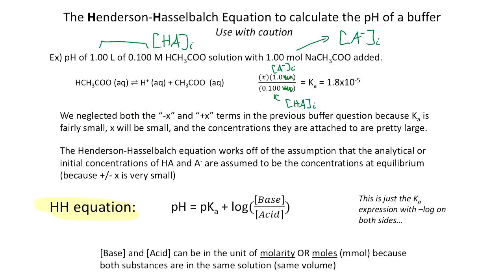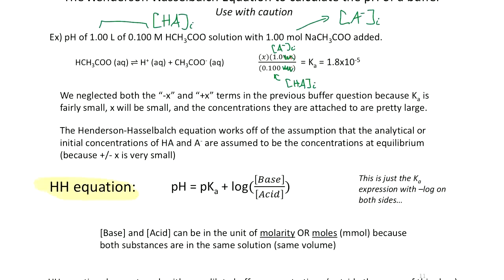All right. So this equation we use for buffer systems, but again, use this equation with caution, because we're making an approximation where we're getting rid of that plus x and minus x. Where this equation does not work is for very, very dilute buffers, but that's outside the scope of this class. So this base to acid ratio will typically always be those initial concentrations that come from the information given in the question.